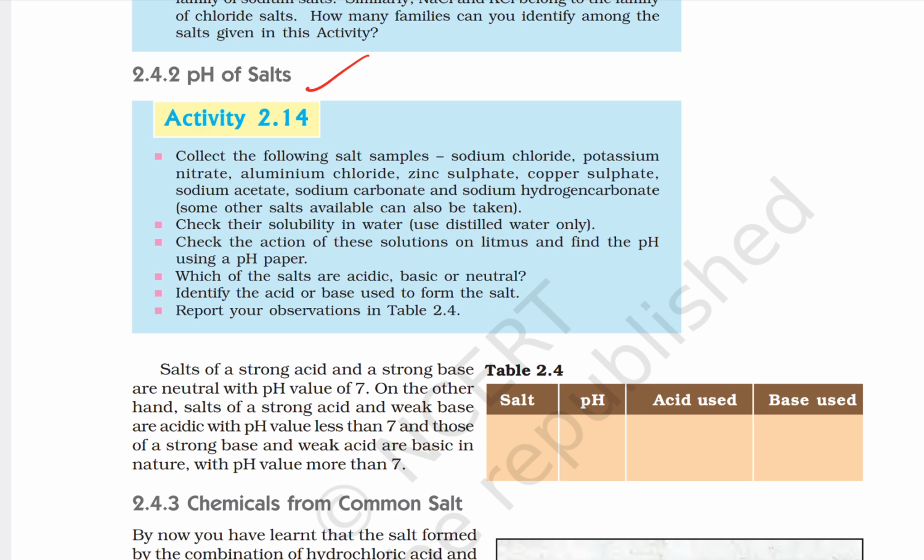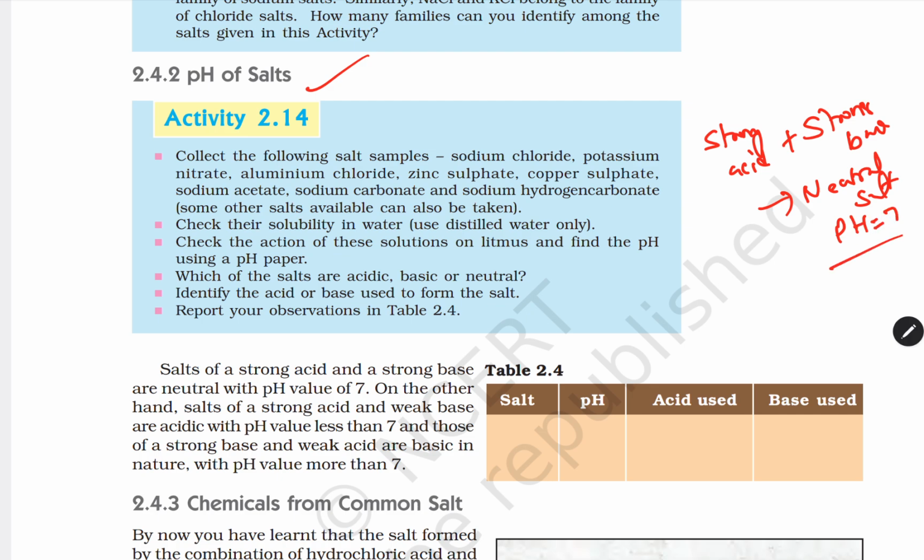For example, a strong acid reacting with a strong base. In that case, you get a neutral salt, that is, pH is equal to 7. For example, a strong acid and a weak base. That results in which type, can you guess? It becomes an acidic salt because we are taking a strong acid.